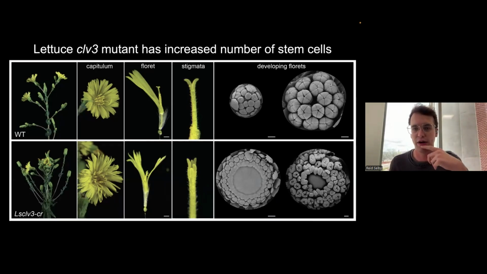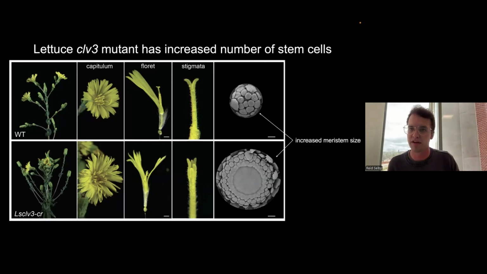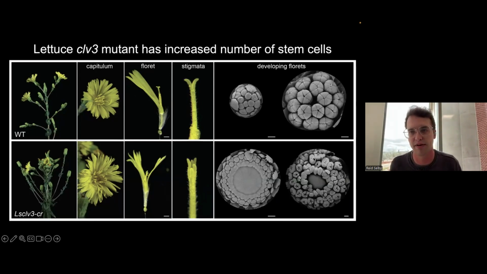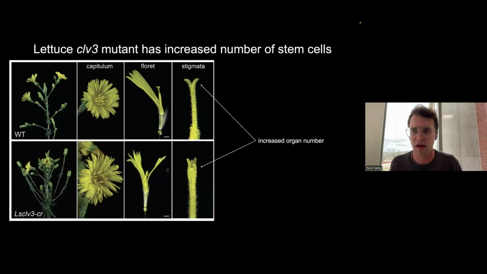This increase in organ number is indicative of a classic clavata mutant phenotype. This is because if you increase the number of stem cells within a meristem, it often results in an increase in organ number as well. Additionally, you see an increase in meristem size, similar to what you see in the inflorescence meristems of Arabidopsis. And you also see this increase in organ number.